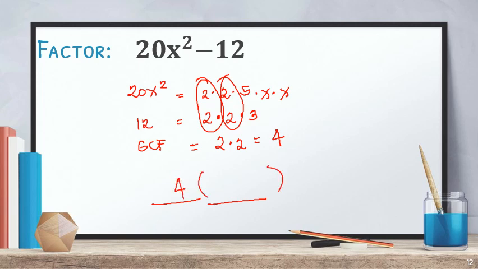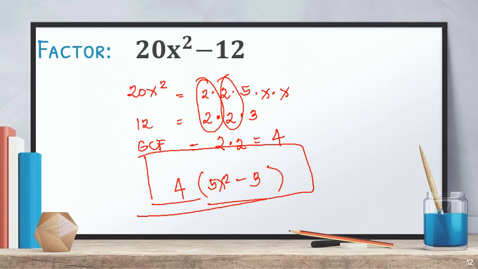And for the second factor, the remaining prime factors of each term, which is 5 times x, 5x times x, 5x squared. And for the remaining prime factors of 12, which is 3. The operation we will be using is minus, since the given uses minus. And that's it. So the final answer is 4 multiplied by 5x squared minus 3.